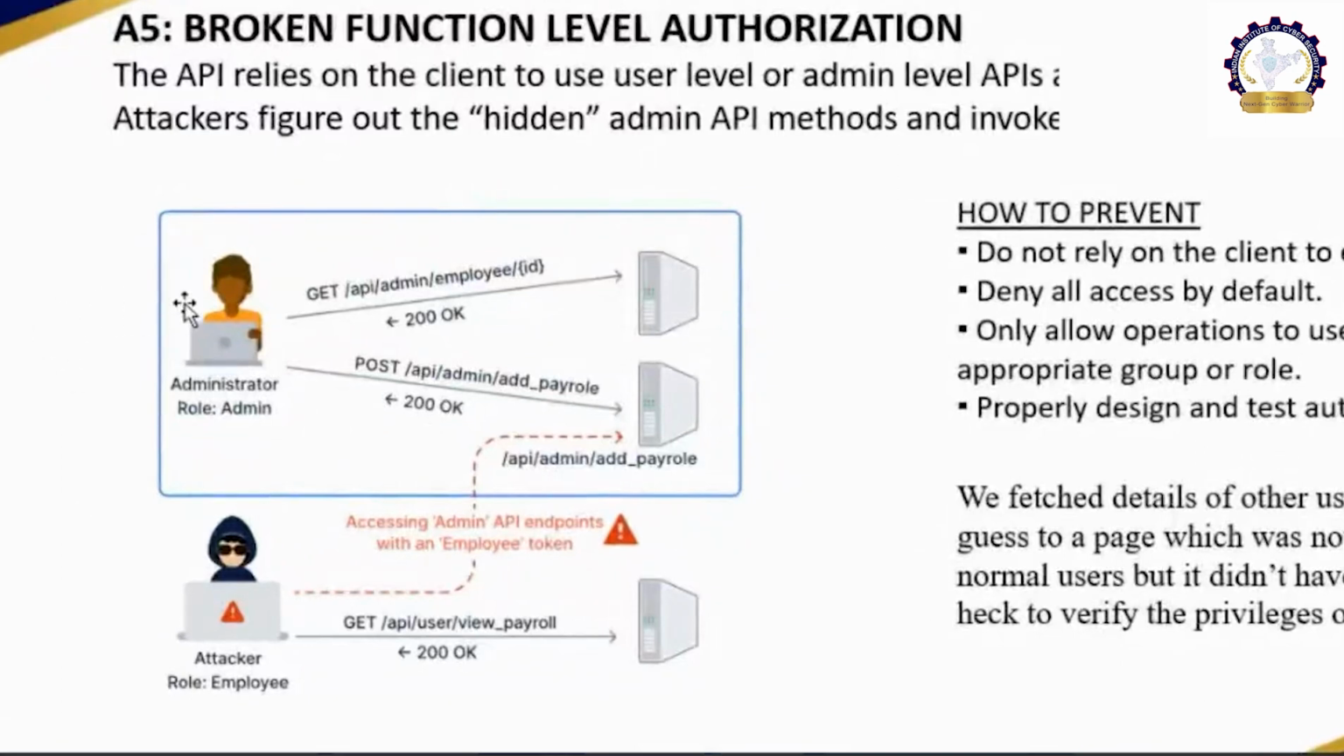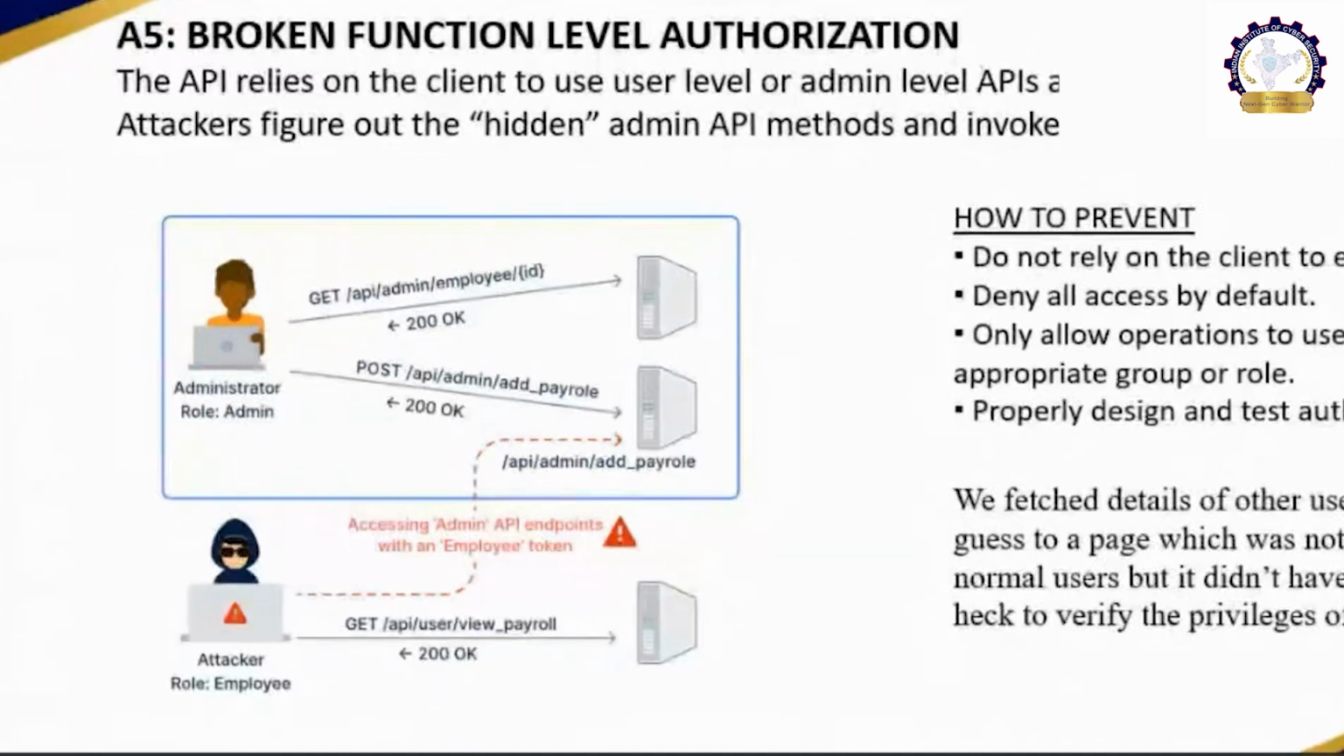In that box, a normal user, a normal functionality, a normal request and response is happening. The administrator is there with the role admin, and he is trying to fetch the details. See, the URLs are different here. When an admin user is using the website, he always goes through the admin privileges. So he is using the GET method, the API, admin, and then employee, then ID. He gets 200 in response, which means the server is giving it to him because he's admin.